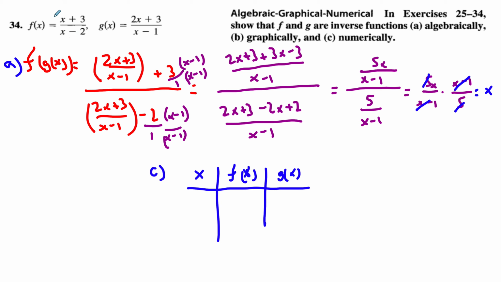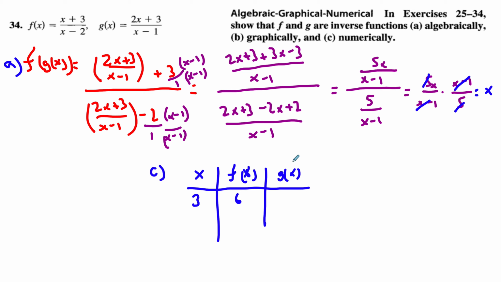How about, let's see, we can't pick 1, we can't pick 2. What if we pick 3? Okay, let's try that. So let's say x equals 3. 3 plus 3 is 6, over 3 minus 2 is 1, so this is 6. Which means I'm going to put 6 in here.